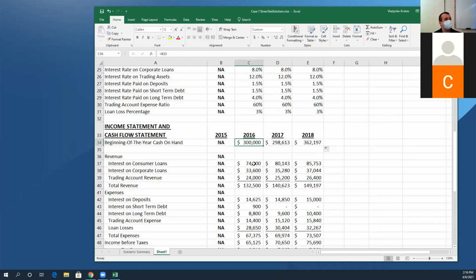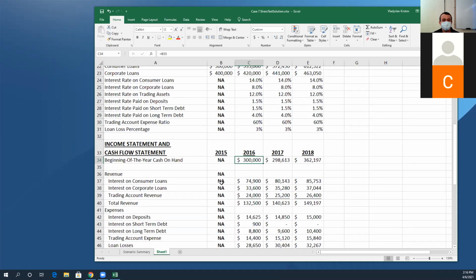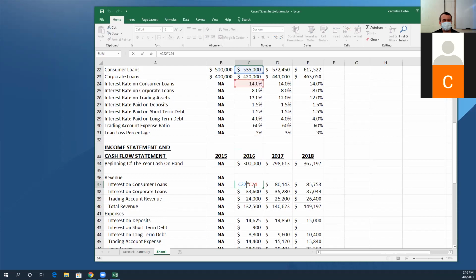So now let's see what's going to happen to this cash, because you replenish your cash reserves by generating profit, right? Of course, not all of that profit is in cash, right? Some of the profit is virtual. It's in terms of accounts receivable. So this is what we're going to do. First, we're going to calculate interest on consumer loans. That is done by multiplying C22 by C24. So enter this really quick. So this is the amount of consumer loans. This is the interest rate on consumer loans. So it's basically 535,000 times 14%.